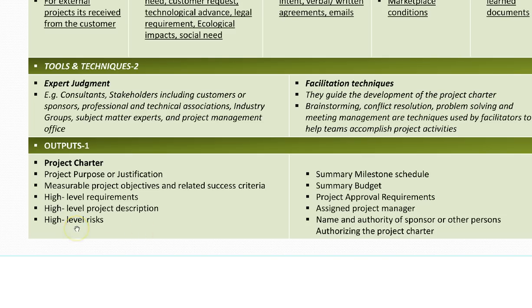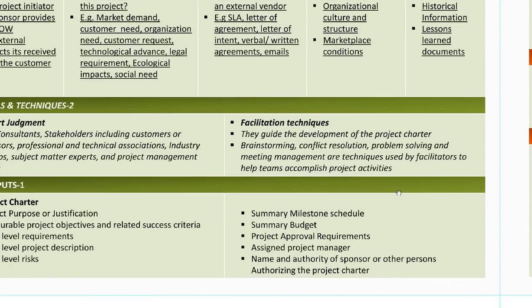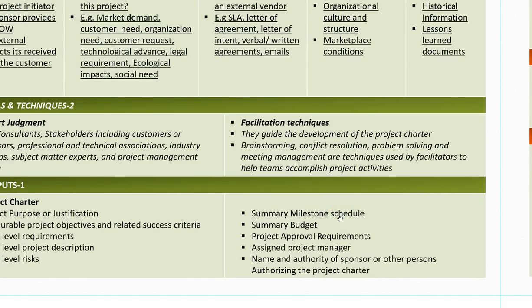It has high level risks. Even before the project has started, we will have some high level anticipated risks. It has a summary milestone schedule. If the project is big, we are going to split it in different phases, right? We are going to give different milestones of accomplishment with respect to the time. Then a summary budget, as in how much is it approximately going to cost us, how much time is it approximately going to take. Project approval requirements, how is the project going to be approved.